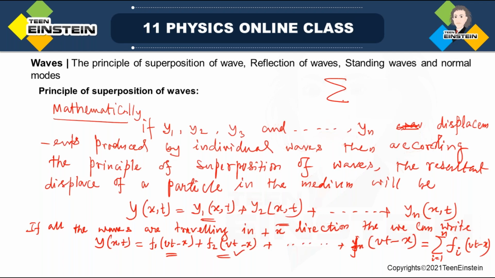This is actually the sigma or summation sign, and here the limit has to be given, 1 to n. That means you are adding n terms starting from 1. If it starts from 2, then n minus 1 terms you are adding. Okay, like that. So this is actually the statement and mathematical expression for the principle of superposition of waves.